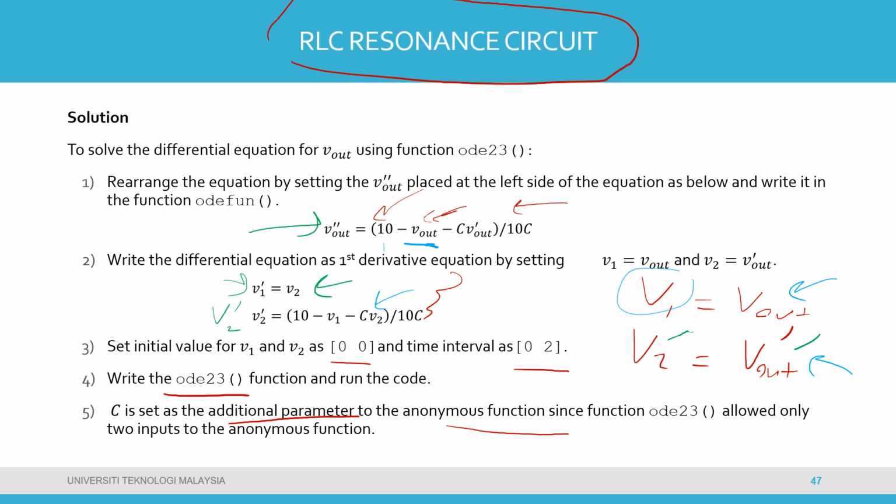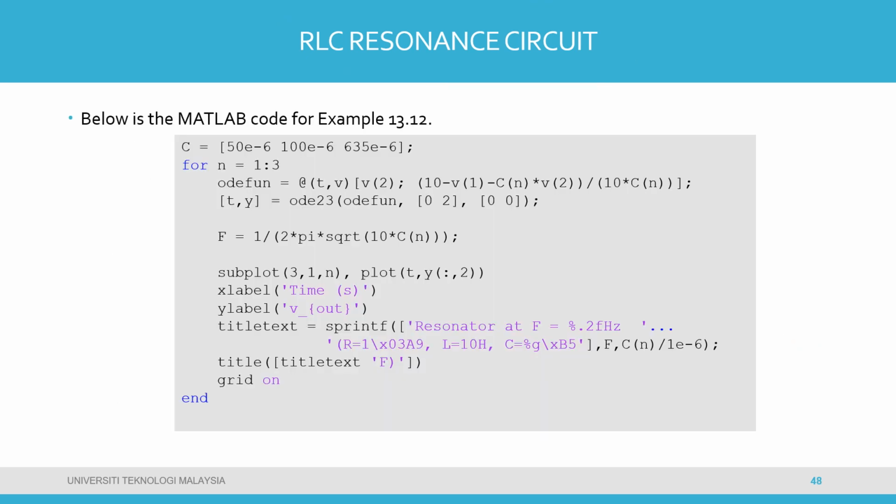Okay, C is the additional parameter to the anonymous function. Okay, so C is the unknown parameter for the anonymous function. Okay, so how to write this? So for this case, this one is the function.